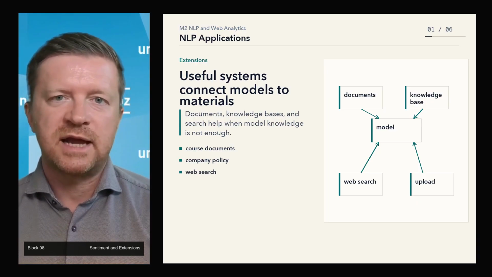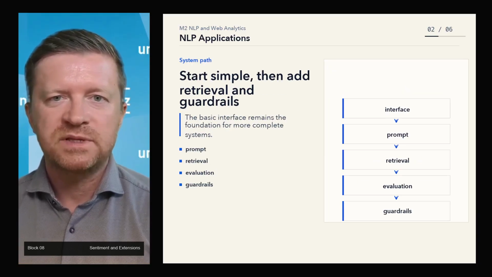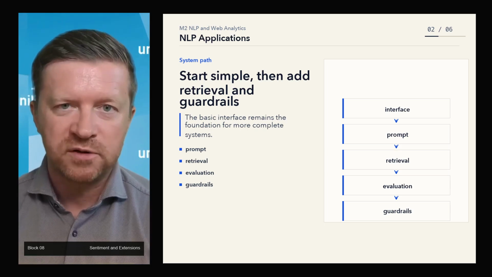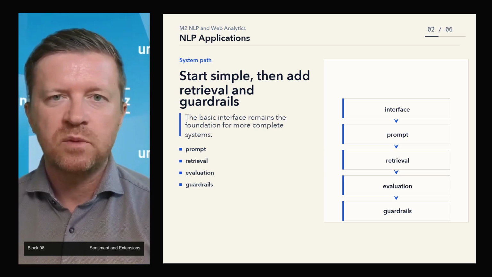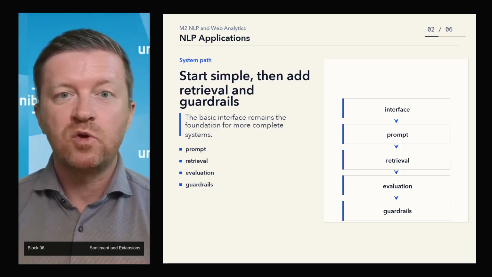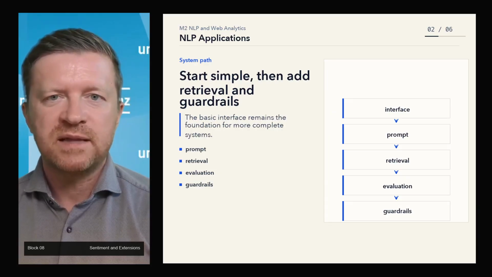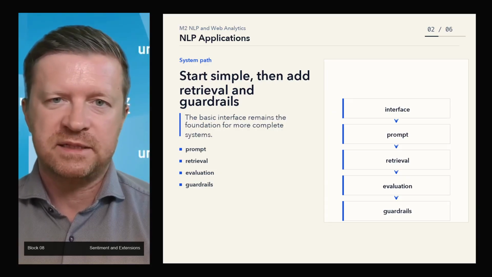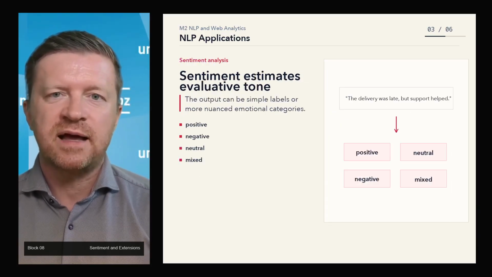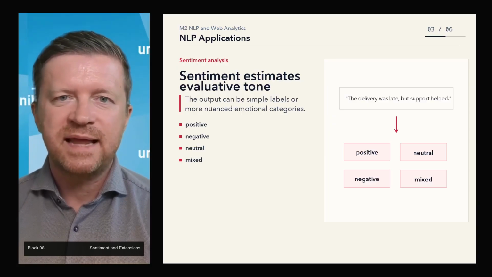The basic architecture remains the starting point: a user interface, a prompt, a selected model, and a response. Once that is working, we can add retrieval, web search, document upload, evaluation, and guardrails. In this course, we will build from simple examples toward those more complete systems. Now let us return to the slides and move to another common NLP application, sentiment analysis.